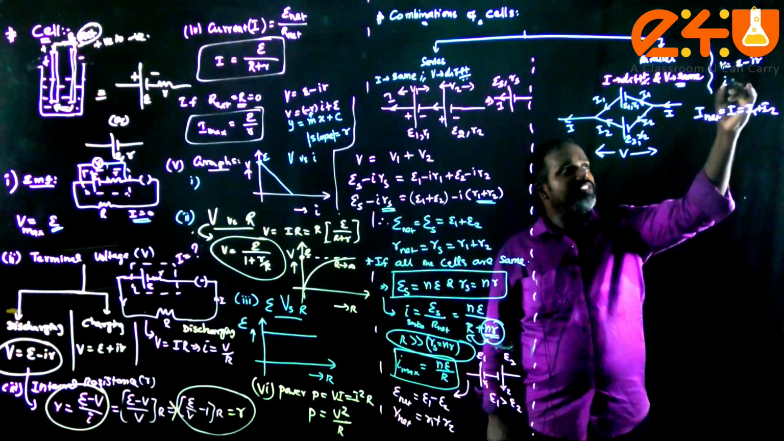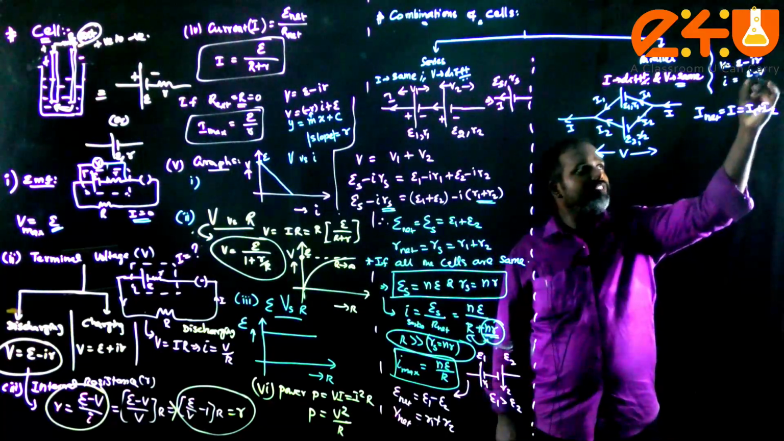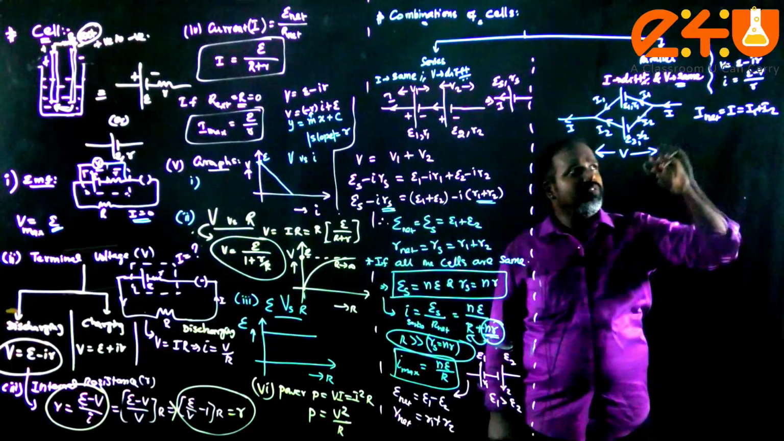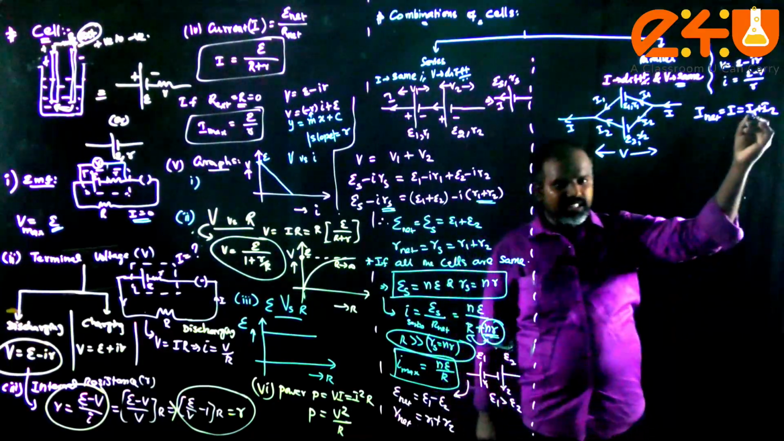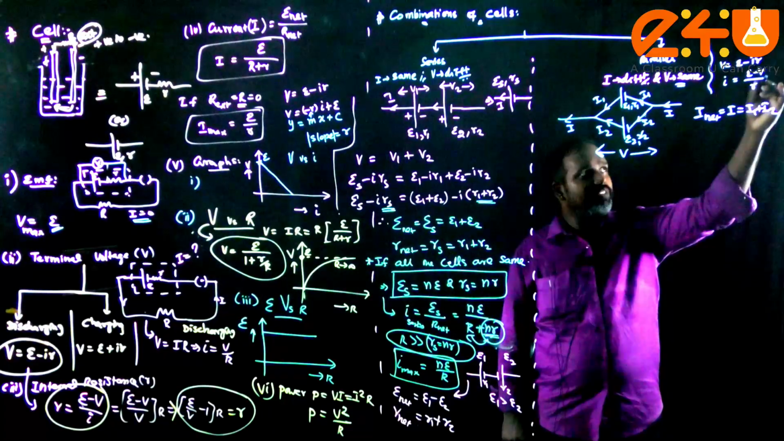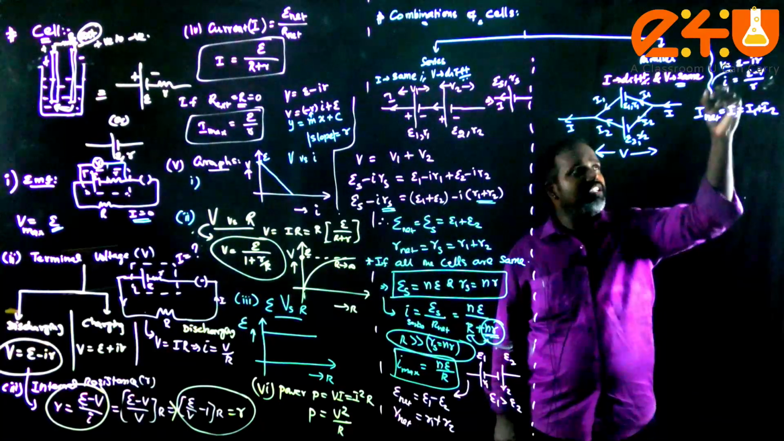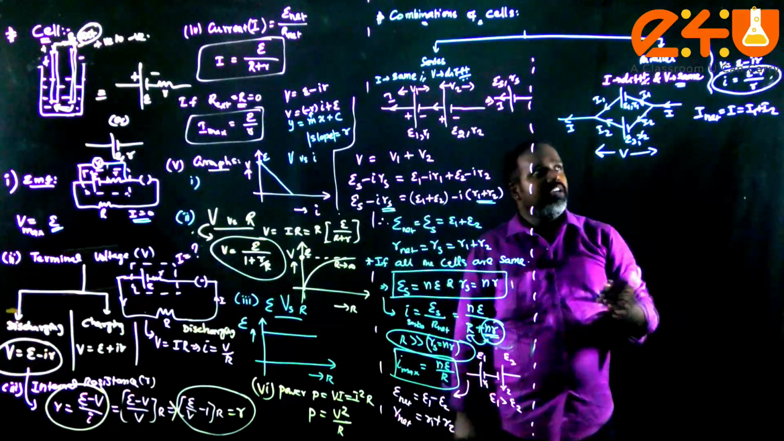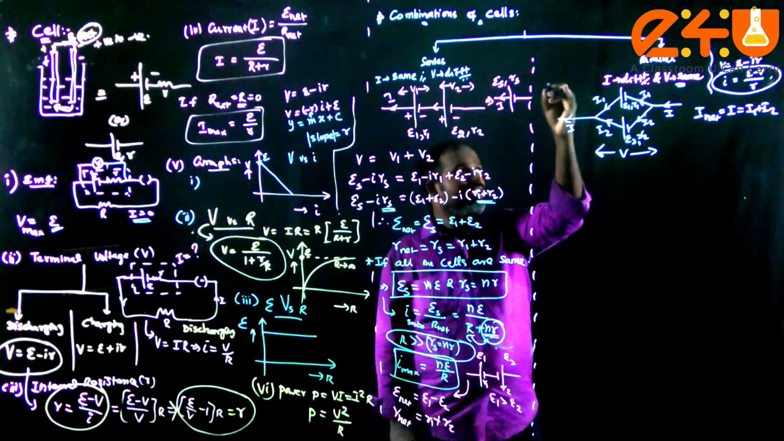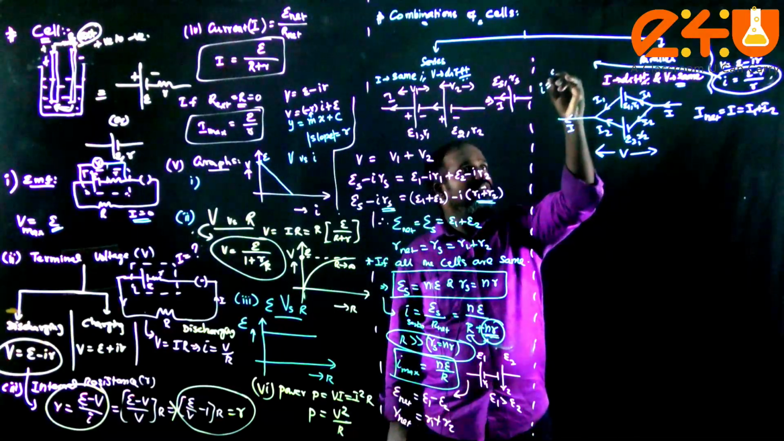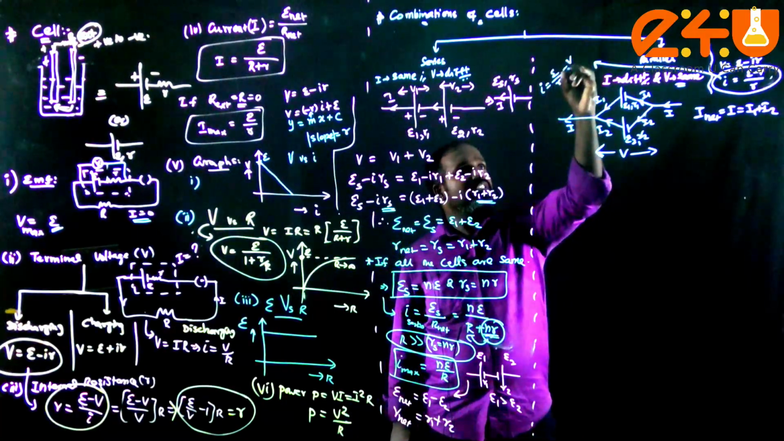So from this, I is equal to what? I is equal to E minus V divided by R. So E minus V by R, the same can be written as, so this is the important expression that we have. Therefore I is equal to E by R minus V by R.